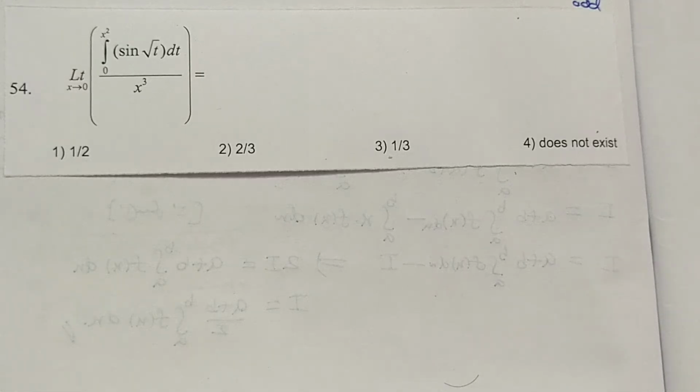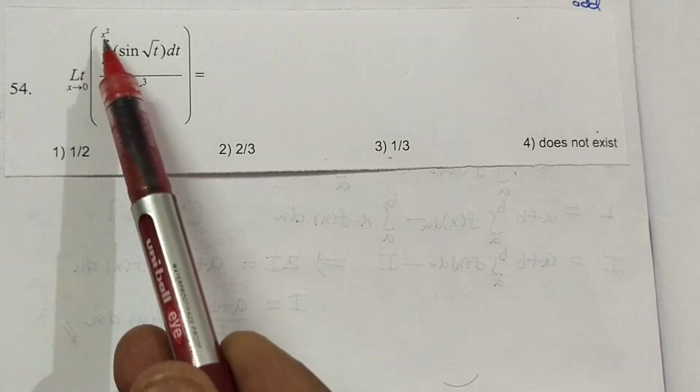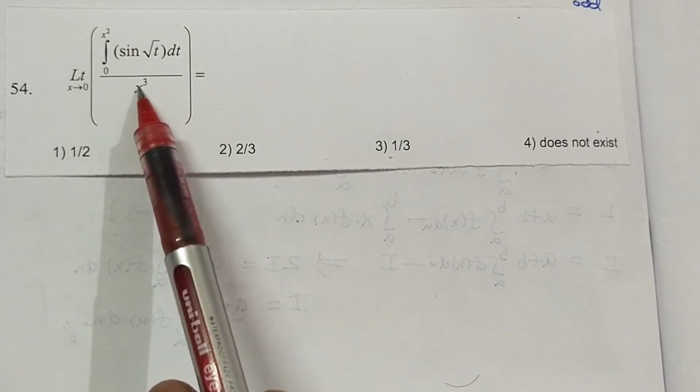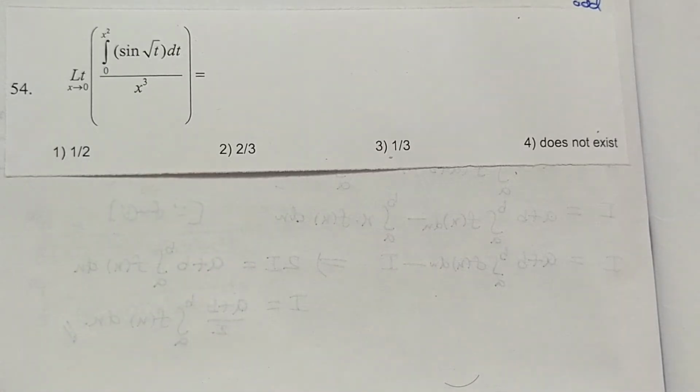The next question: limit x tends to 0, integral 0 to x square sine of root t dt, divided by x cube. This problem is related to Leibniz formula in integration. If you substitute x is equal to 0 directly in the numerator, in the upper limit, 0 to 0 is not possible, so it is not defined. With x equal to 0, the denominator is also 0, so it is 0 by 0 form. Whenever we get 0 by 0 form in limits, we can apply L'Hospital's rule. So that is the reason we are going to apply Leibniz formula.